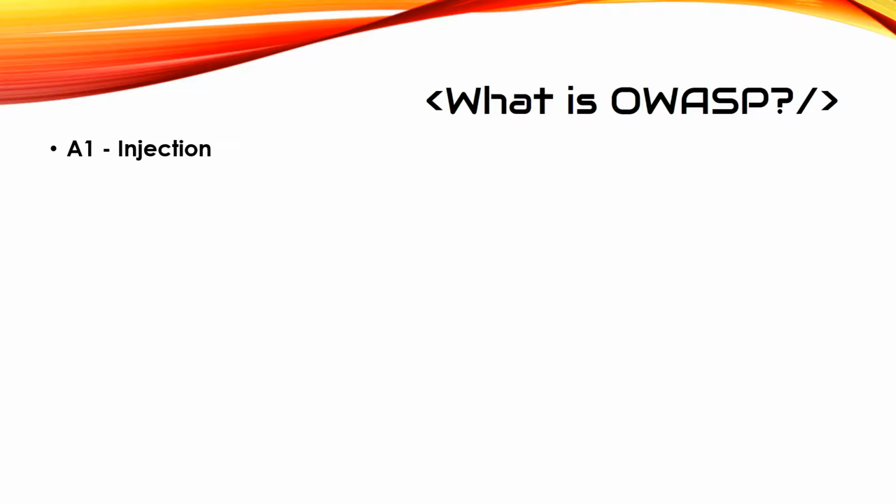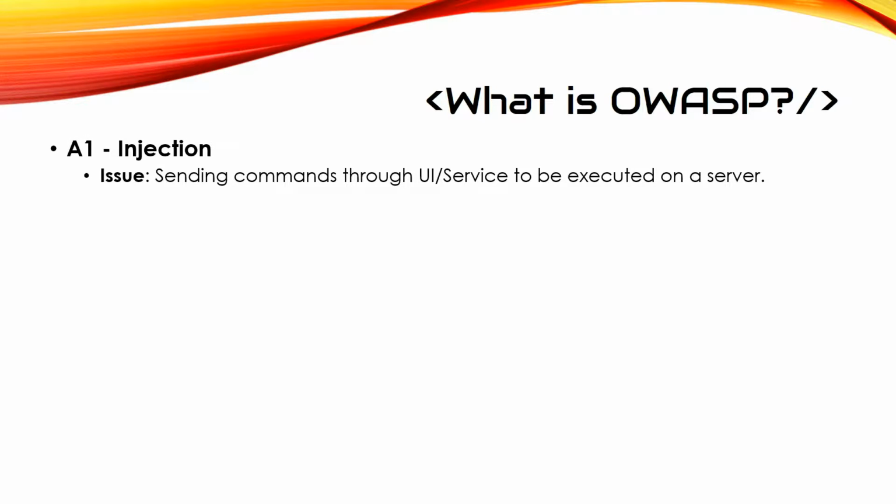Okay, let's talk about our first issue, injection. Injection is sending commands through a UI service to be executed on the server. If you've ever heard about a SQL injection attack, that means that the hacker has access to a website and is sending SQL commands through the interface to the server to truncate tables or drop databases or do something terrible like that. The way you fix this is through a parameterized interface or through data validation.